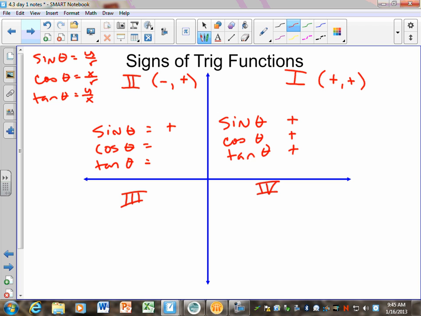But what about cosine? The one we just did was a negative angle for cosine because it was in quadrant 2. Because x is negative, you're going to have a negative over a positive. It's always going to be negative. And do you agree tangent's going to be negative also, because a positive over negative is always going to equal negative?